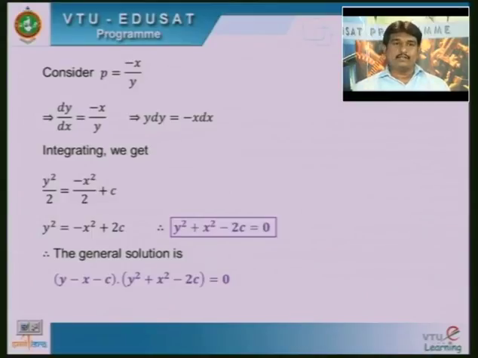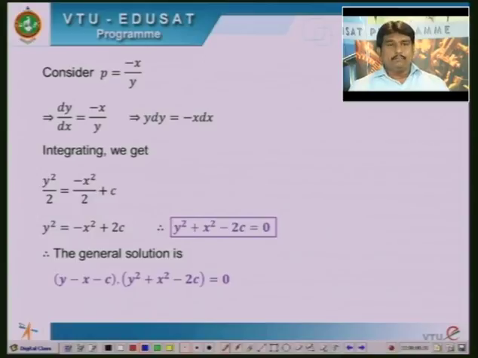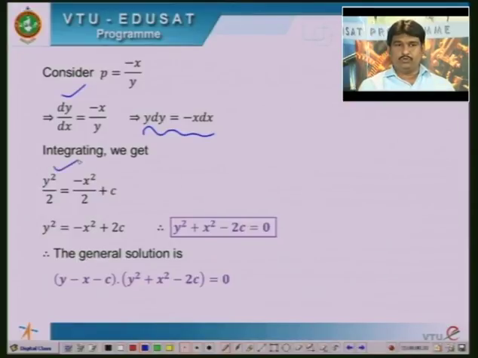Consider the second factor, which is p equals minus x by y. p stands for dy by dx. dy by dx is minus x by y. You separate the variables: y dy equals minus x dx. It is in variable separable form. Now integrate it to get the solution. y square by 2 equals minus x square by 2 plus constant of integration, which is nothing but y square plus x square minus 2c equals 0. This is a general solution.